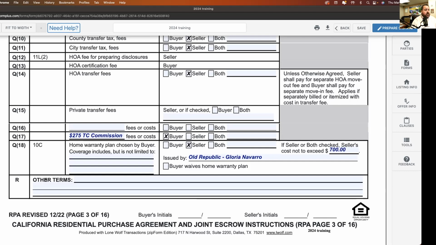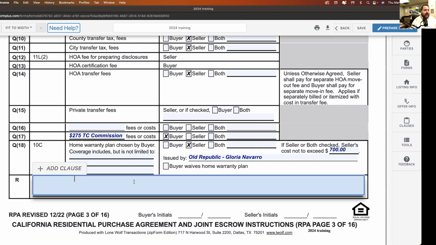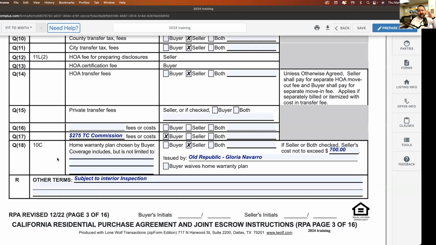Okay. So in other terms, this is basically just anything else that I need to add into the agreement. It could be something as easy as subject to interior inspection. Now, there's something I want to tell you about subject to interior inspection, because I think that people misunderstand how that works. And I've had a lot of conversations with agents about it.